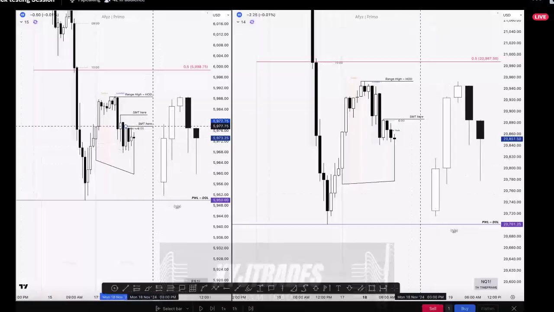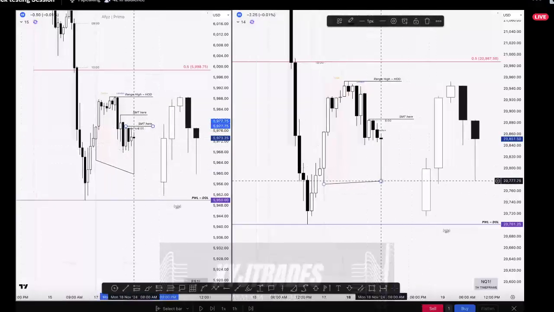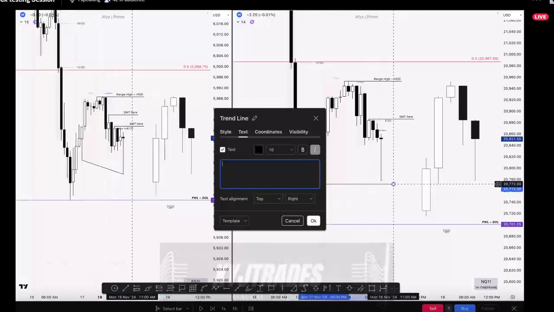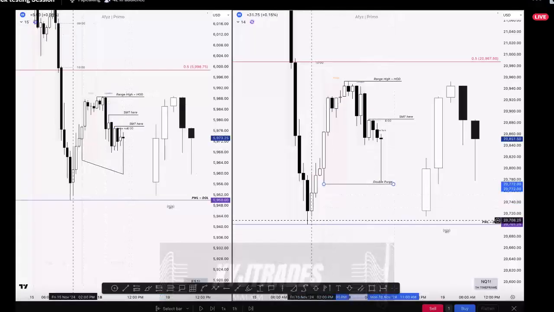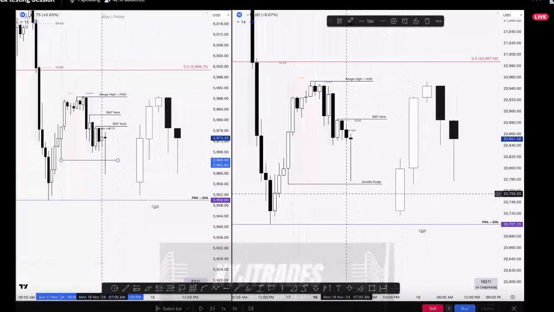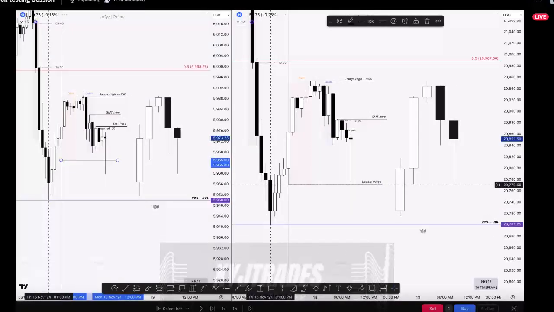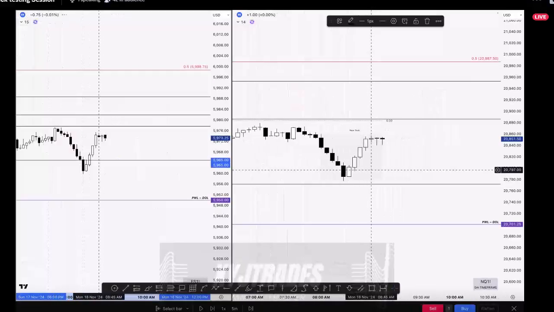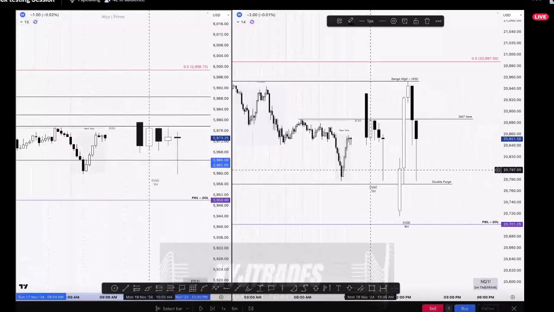So I'm going to wait for the SMT to form based on those levels. And this is going to be my double purge. I'm expecting price to come back into this low. So let's go back to the 5-minute chart and wait for our alignment. So 8 a.m. is not a reversal candle towards my draw on liquidity.